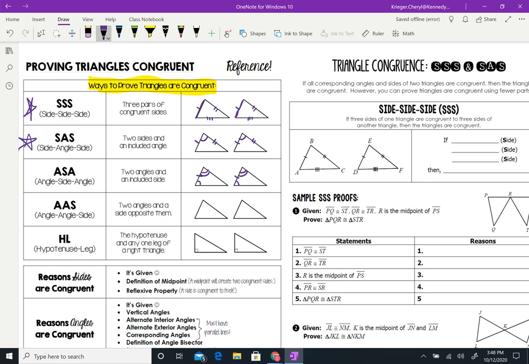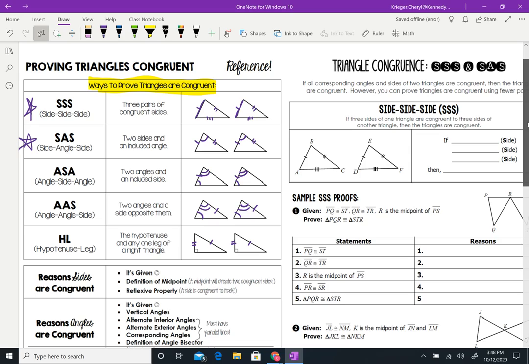Angle, angle, side would be two angles and a side opposite them. So we have two angles that are congruent and a side opposite them, so not the included side. And finally, hypotenuse leg, which is special for right triangles. The hypotenuse and any one leg of a right triangle forces the triangles to be congruent.